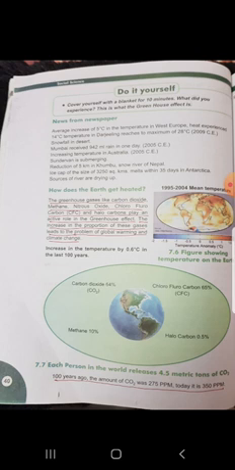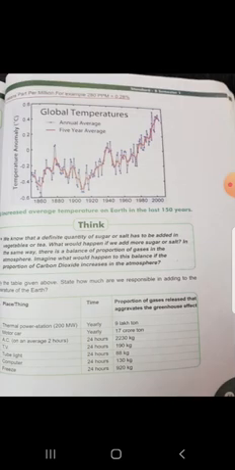Increase in the temperature by 0.6 degree centigrade in the last 100 years. Last 100 years the temperature has increased. 100 years ago the amount of CO2 was 275 ppm. Today it is 350 ppm. Now what ppm is, is explained on the next page, number 41. ppm means parts per million. For example, 28 ppm is equal to 0.28%. So the carbon dioxide gas has increased from 275 ppm to 350 ppm.